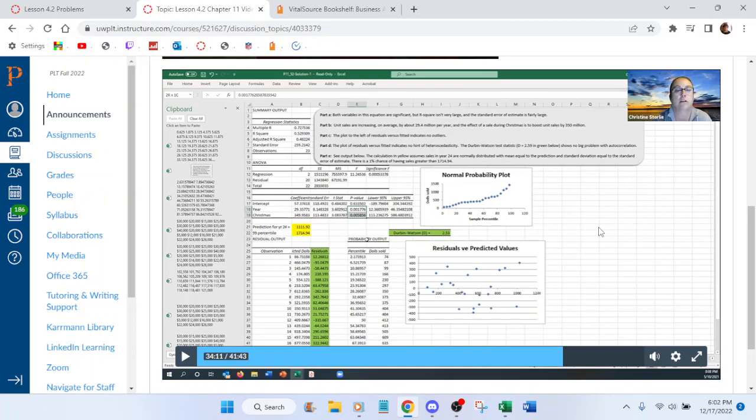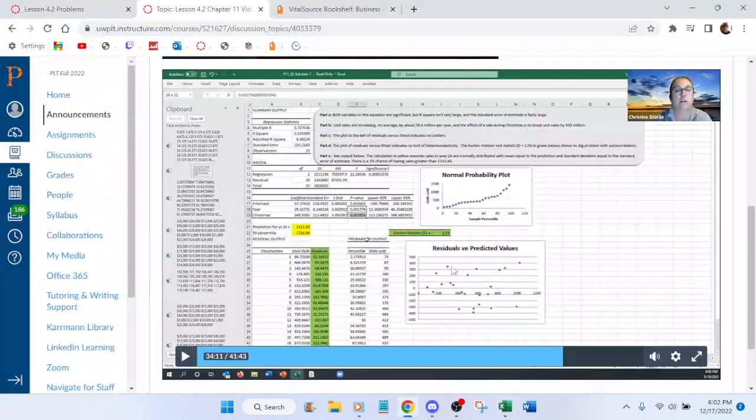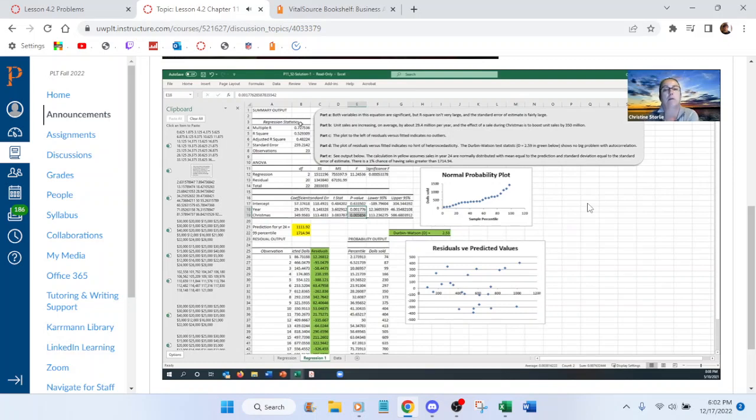But R squared isn't very large, and the standard error of estimate is fairly large. So does that simply mean that the equation isn't good? Well, then what is going on here? So 57, 29, 349. Year and Christmas are significant.